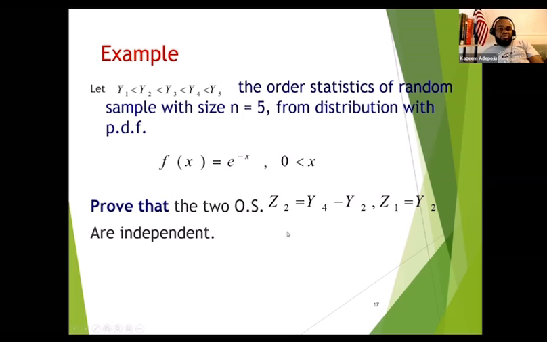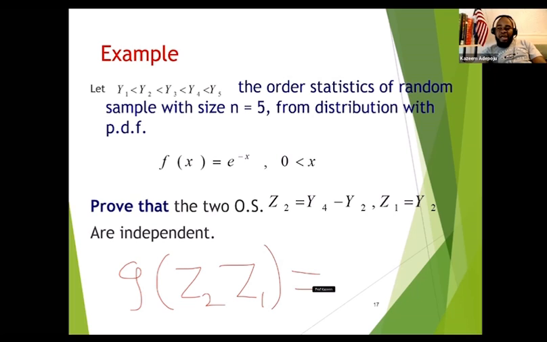I want to tell you, if you really want to show that z2 and z1 are independent, you need to derive the joint probability distribution of z2 and z1. You have to show that the joint probability distribution of z2 and z1 can be written as a product. Now you can use the method that I used on Monday and Tuesday, the method of transformation.